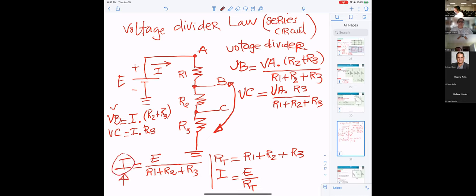Okay. However, if you understand, you can use this formula to calculate the VB or the VC without calculating the total resistance. That's what we call the voltage divider law. Okay. You get two laws: the current divider law and the voltage divider law. Voltage divider applies for series circuits, and the current divider law applies for parallel circuits.